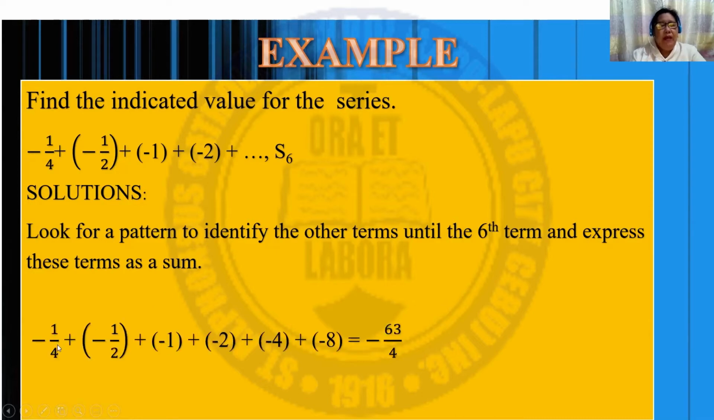So we have now negative 1/4 plus negative 1/2 plus negative 1 plus negative 2 plus negative 4 plus negative 8, which is equivalent to negative 63 over 4. So the sum of the 6 terms is negative 63 over 4.